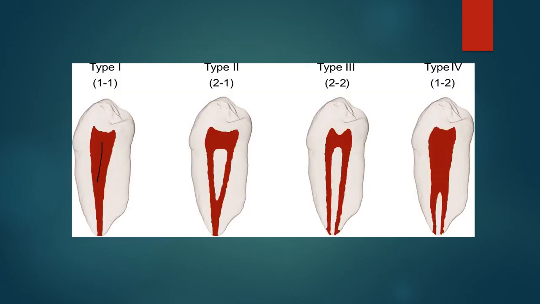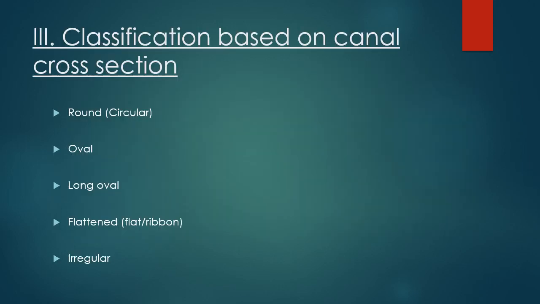See, 1:1, 2:1, 2:2, 1:2. This is the Wien's classification. Coming to the classification based on the canal cross section, it can be classified as round or circular, oval, long oval, flattened, irregular.